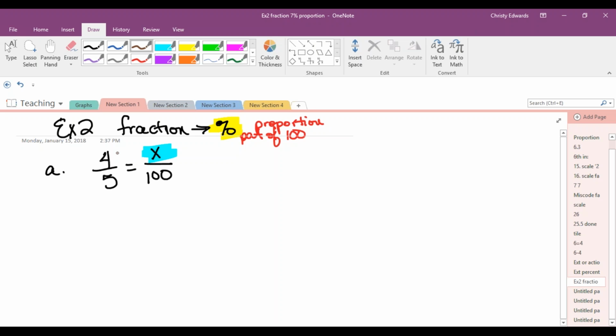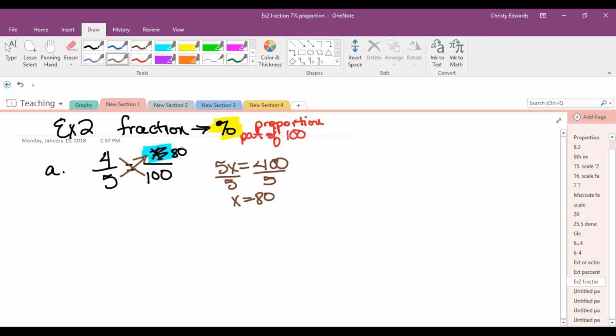So you set up a proportion, cross multiply, 5x equals 400, divided by 5, divided by 5, x equals 80. Does it make sense that 80 out of 100 and 4/5 are equivalent? So Nathan said early on, I can see that you can do 5 times 20, get 100, so 4 times 20, get 80.